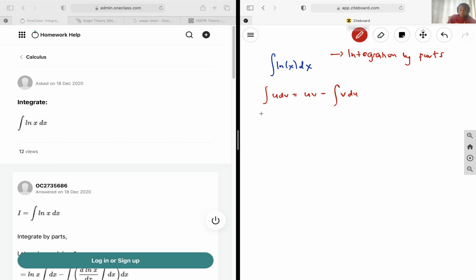And how we are going to choose u. So we're going to be using ILATE. And so that just states this is inverse trig functions. We have logarithmic functions, algebraic functions, followed by trig functions, and then lastly exponential functions.